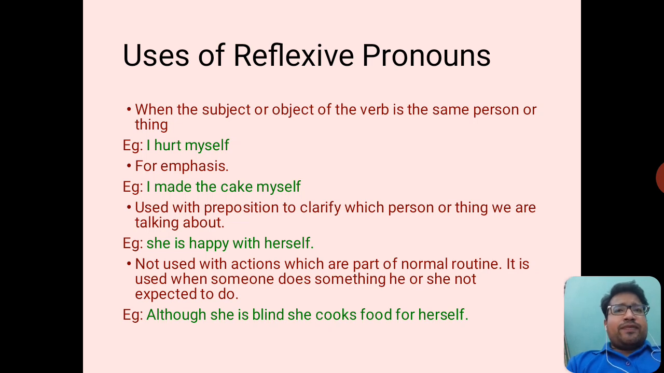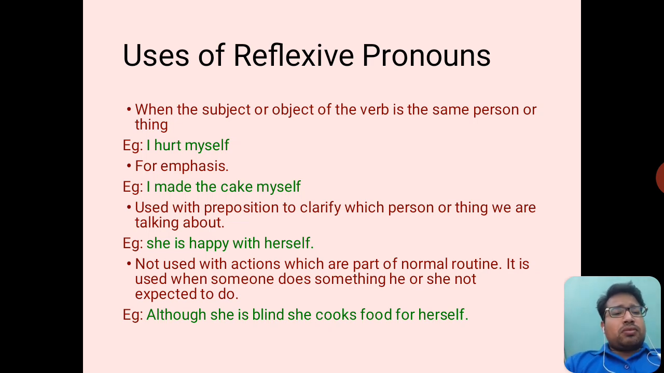We can also use reflexive pronouns for emphasis, meaning to give importance. I made the cake myself. For example, some day you make a tea, and you give the tea to your father, and you say, "This is the tea I made myself." So you are laying emphasis on the fact that the tea was made by you, and you did not take anybody's help in making that tea. So the word myself suggests emphasis. It gives importance to the fact that the cake was made by one single person.